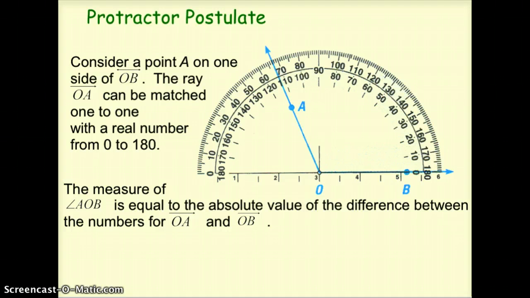First postulate for this section is the protractor postulate. It's equivalent to the ruler postulate when we're talking about segments. In the protractor postulate, you can line up any angle so that there will be a measure as if you used a protractor.